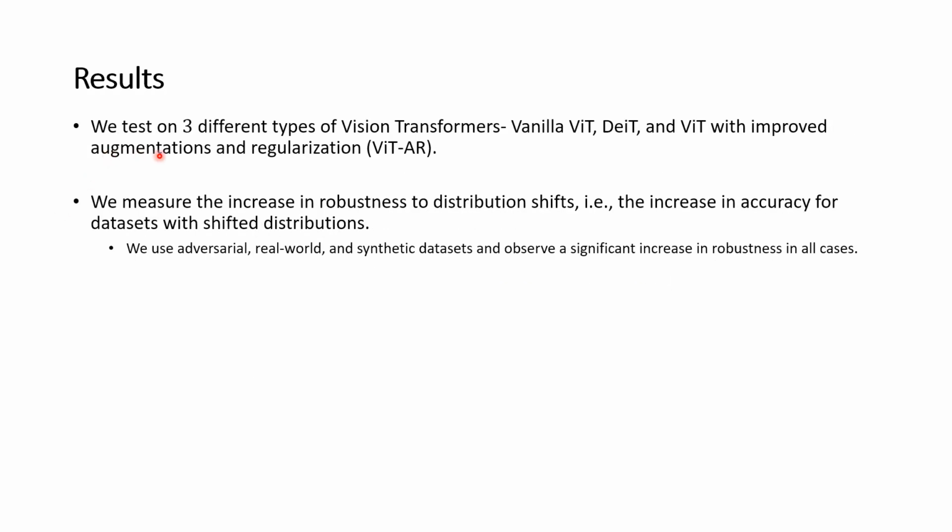Our tests employ 3 different types of vision transformers: vanilla ViT, DeiT, and ViT with improved augmentations and regularization. We measure the increase in robustness to distribution shifts, i.e., the increase in accuracy for datasets with shifted distributions. We use adversarial, real-world, and synthetic datasets.